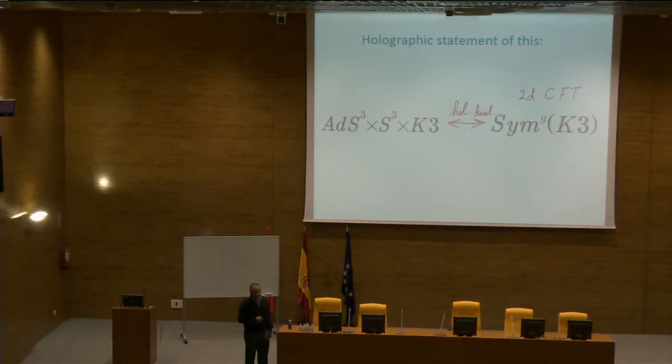And there's a holographic statement of this, which is if you take AdS3 times S3 times K3, in other words, if you look at that string without talking about the elliptic genus, as a string itself, it's holographically dual to the symmetric product of K3, g copies. And this is a well-studied holographic duality.